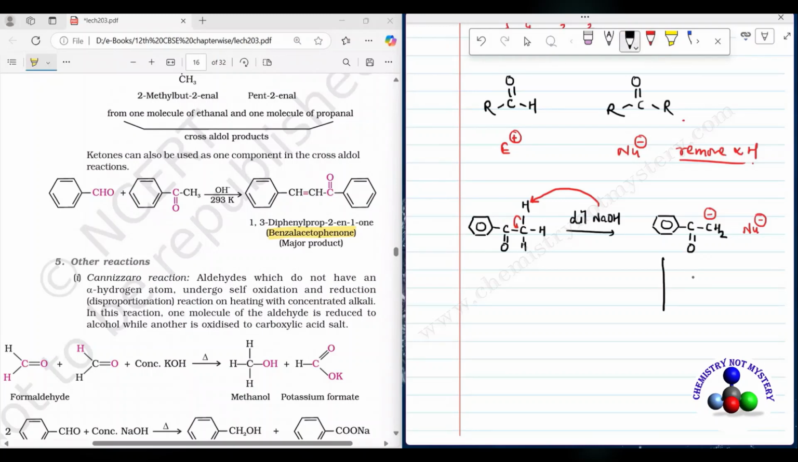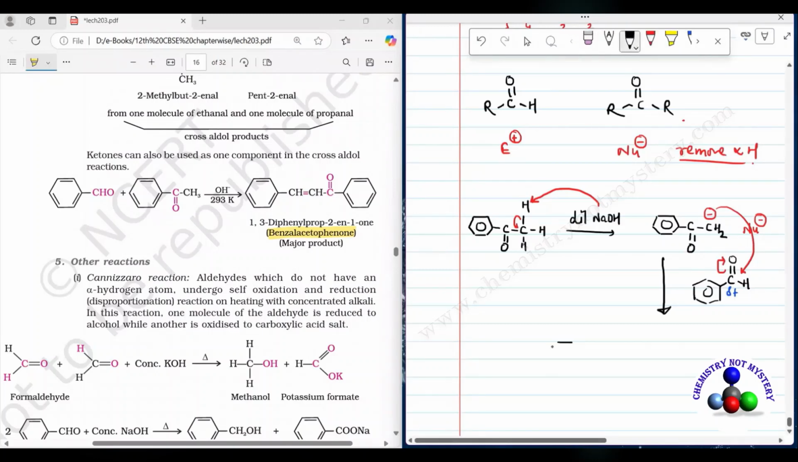Now this nucleophile will attack on benzaldehyde. Now draw the structure of benzaldehyde. So this is benzaldehyde, C double bond OH. This is benzaldehyde. And we know this carbonyl carbon is electron deficient carbon. So this nucleophile will attack on this carbonyl carbon and move these pi electrons to oxygen. Now write down the product of this reaction.